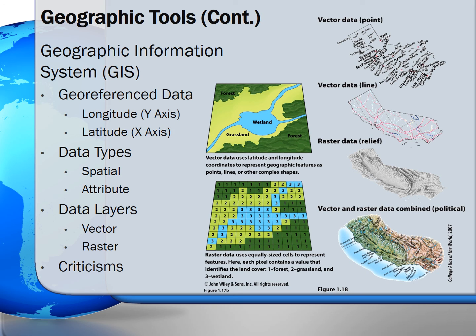Vector data uses latitude and longitude coordinates to represent geographic features as points, lines, or other complex shapes, as shown in the top left image. While raster data uses equally sized cells to represent features. The bottom image shows that each pixel contains a value that identifies the same land cover. 1 equals forest, 2 equals grassland, and 3 equals wetland. The maps on the right show various data layers in either vector or raster format. Here the vector data is shown as a point for cities and lines for roads, and the raster data is shown as a topographic relief map and a political map.